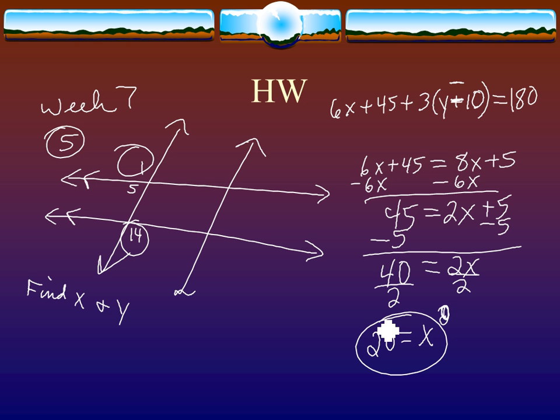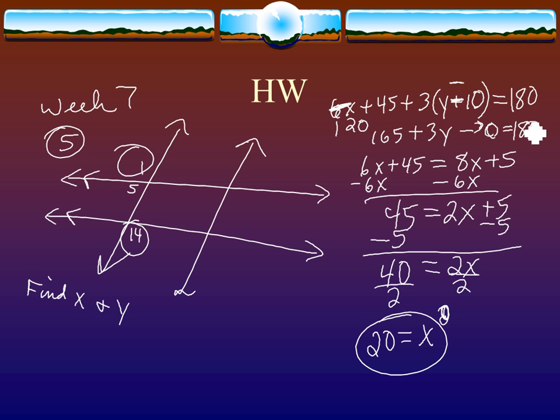Right, now are we finished? No. What do you do with that? You gotta put 20 in for x and solve. If you go back up here and you put 20 in for x, what's 6 times 20? 120. All right, so we got 120 right there. We can distribute here. That's 165 plus 3y minus 30 equals 180.